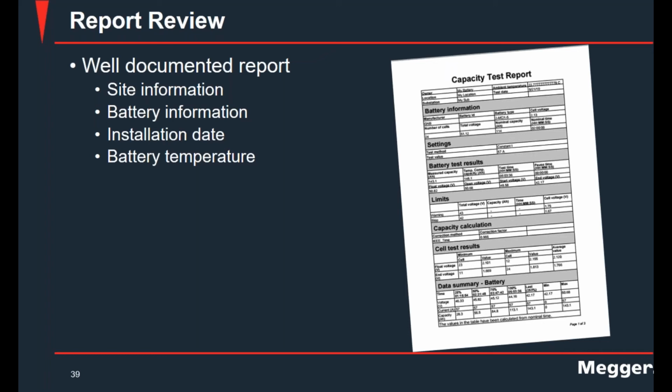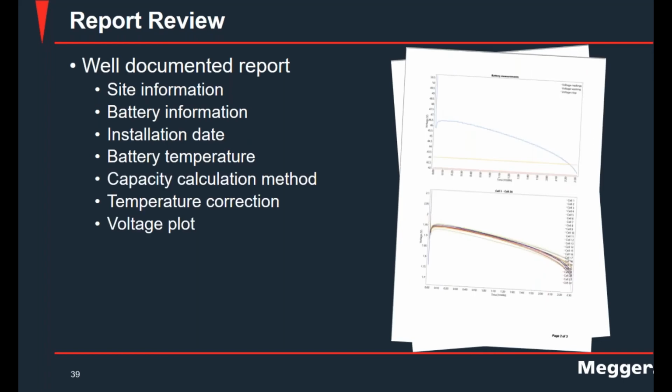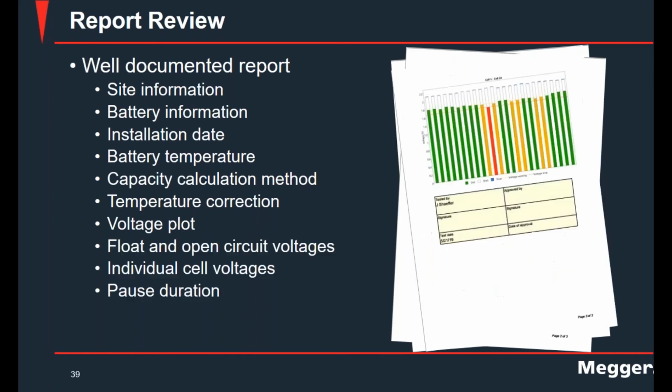Then you want to see in that report what is the capacity calculation method, if there's any correction factor, aging factor considered, and then of course the temperature correction, the voltage plot. The voltage plot is what you are mainly interested in a report. You want to see how the voltage behaved during the test. And you want to get all of this previous information, the float and open circuit voltages, individual cell voltages, and very critical, the pause duration.